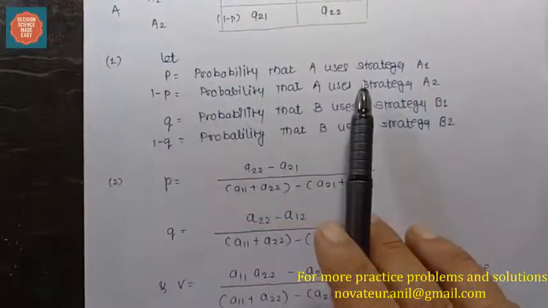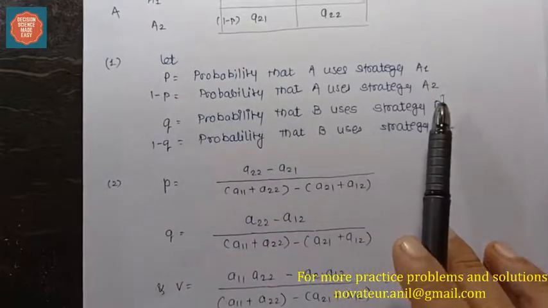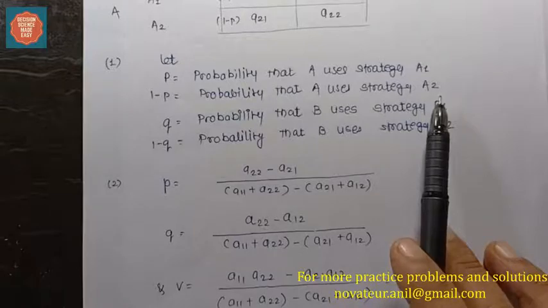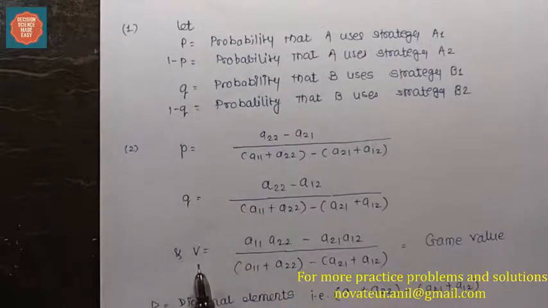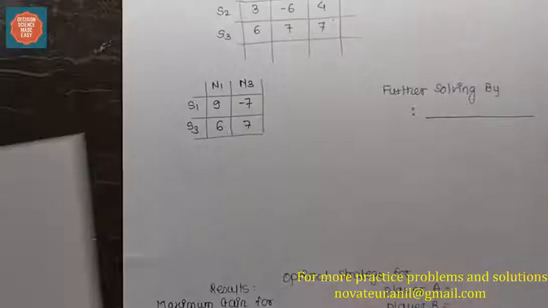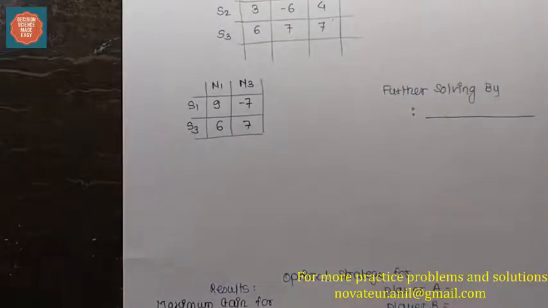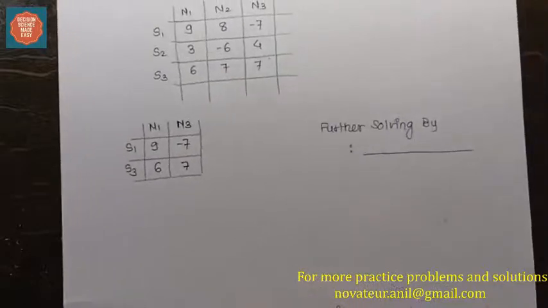where P is the probability that A uses strategy A1, and 1 minus P is the probability that strategy A2 is used. So we got a formula for P, a formula for Q, and the value of the game can be found with this formula. For that we need the diagonal element with this formula. So we have taken one example of such nature, so I'll try to cover the same.